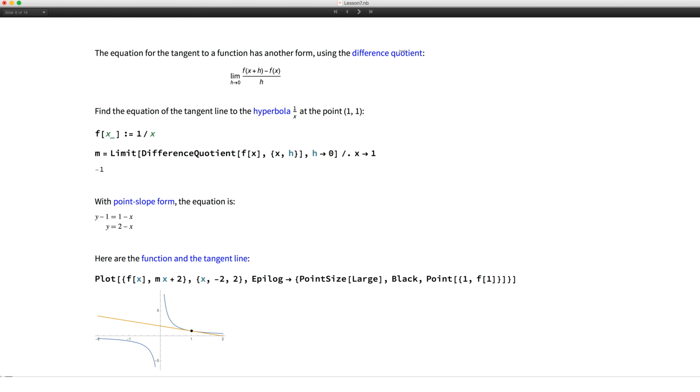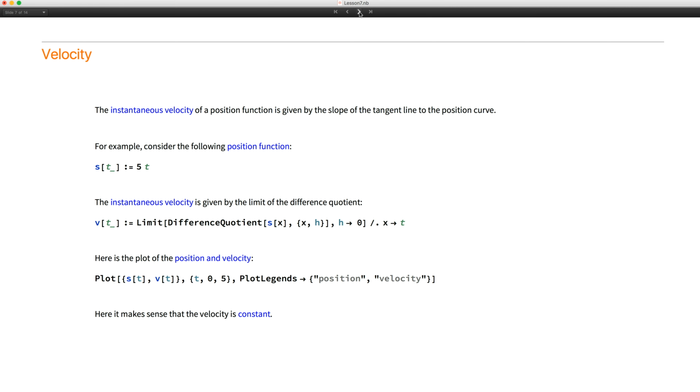Okay, now a couple of places where you might find this notion. First of all, the idea of velocity. The instantaneous velocity of a position function is given by the slope of the tangent line to the position curve. So if a particle is changing position and you want to find the speed or the velocity at a particular time, then all you do is work out the tangent line to the curve at that point.